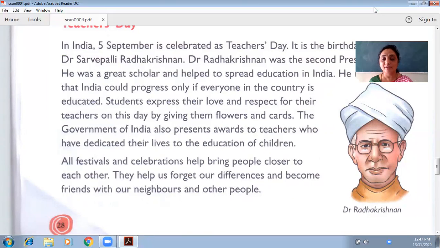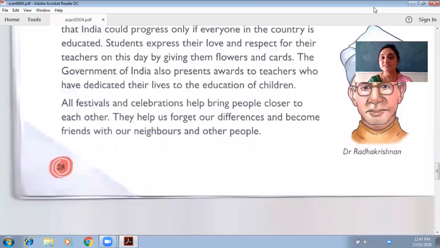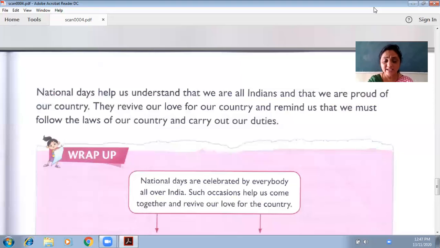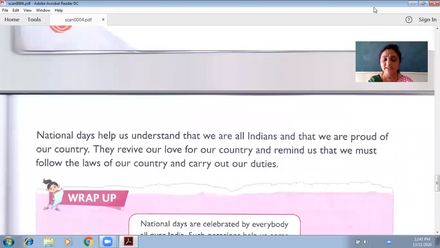So we greet each other, and we say that we are all one on that day, right? We forget whatever mistakes we have made, so that is the fun the festivals bring for us. It may be on the day of a national festival or whatever celebrations you are having in the home, dear children, okay? So national days help us understand that we are all Indians and that we are proud of our country.